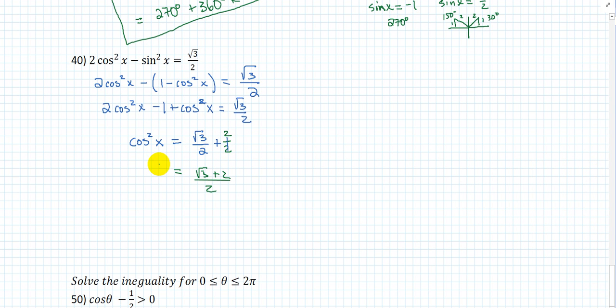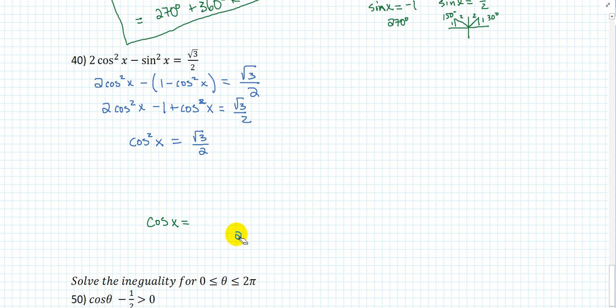And then we're going to go ahead and take the square root of both sides. So we have cosine x equals, and this looks really ugly, the square root of root 3 plus 2 over 2. Okay, I can't go change the video, but I don't know if you caught my mistake here. But 2 plus 1 is not 1, it is 3. 2 cosine squared x plus cosine squared x is 3, so cosine squared x.